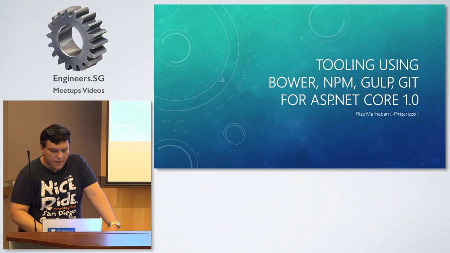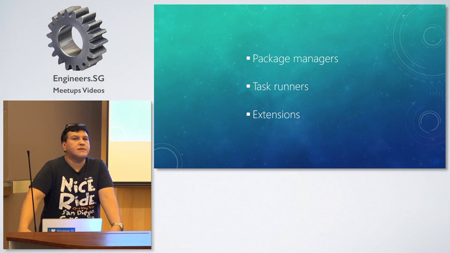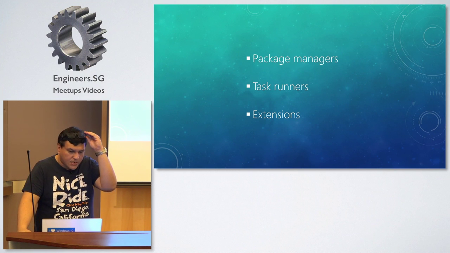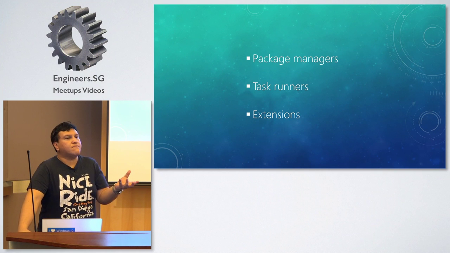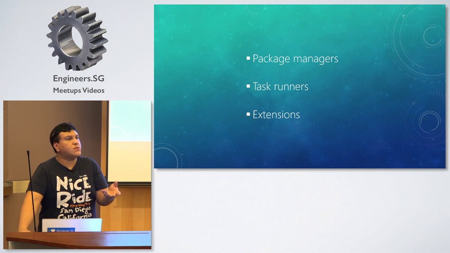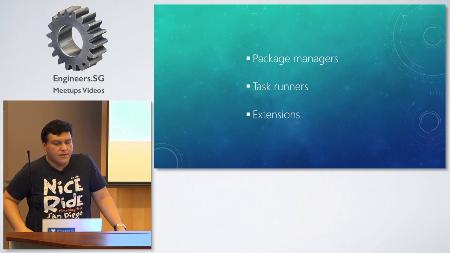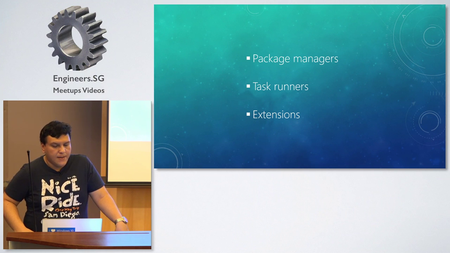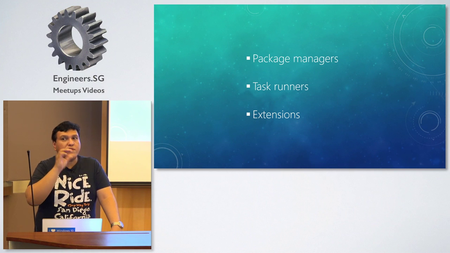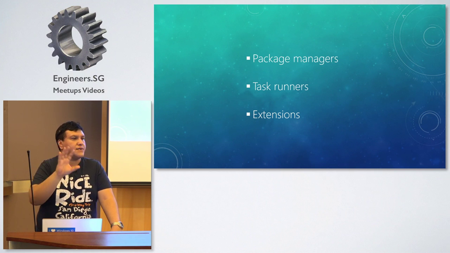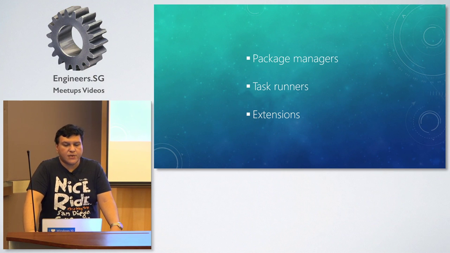Okay, so what I'm going to talk about is the package managers, the task runners, and the extensions. So the package manager is the one that is usually used when you do web development. Currently, in Visual Studio or in the Microsoft ecosystem, we use what? NuGet, isn't it? So, yeah, that one changed. So we use the open source one. We still have the NuGet package, but it's only for the DLL for the .NET part, not for the entire package.